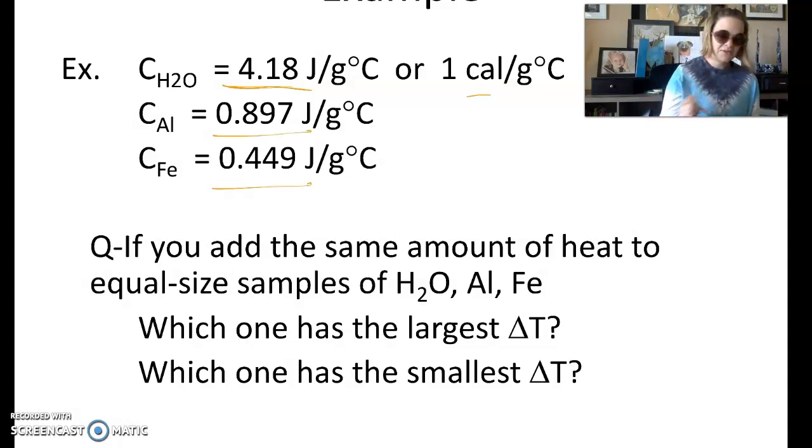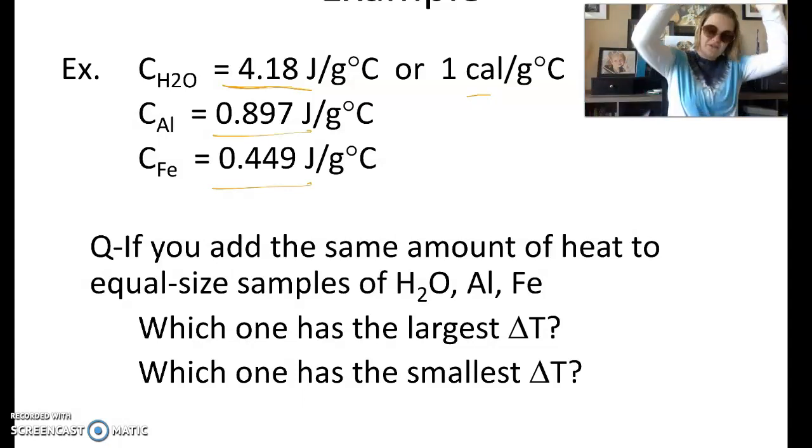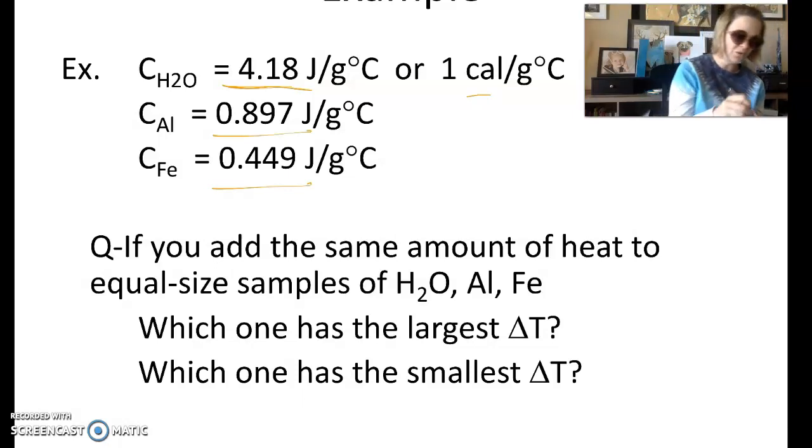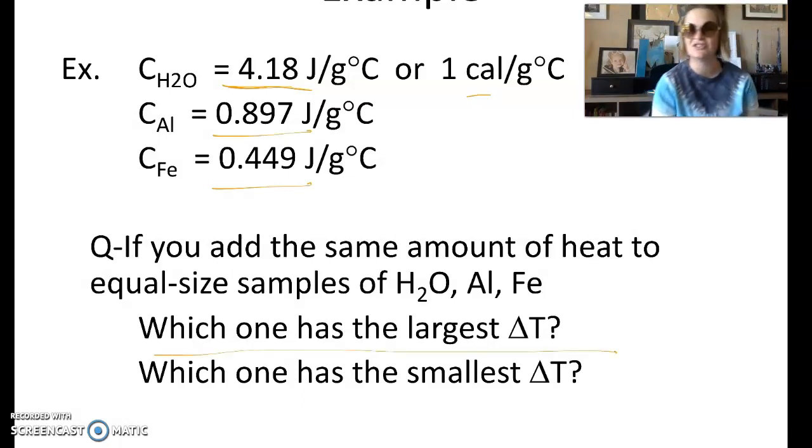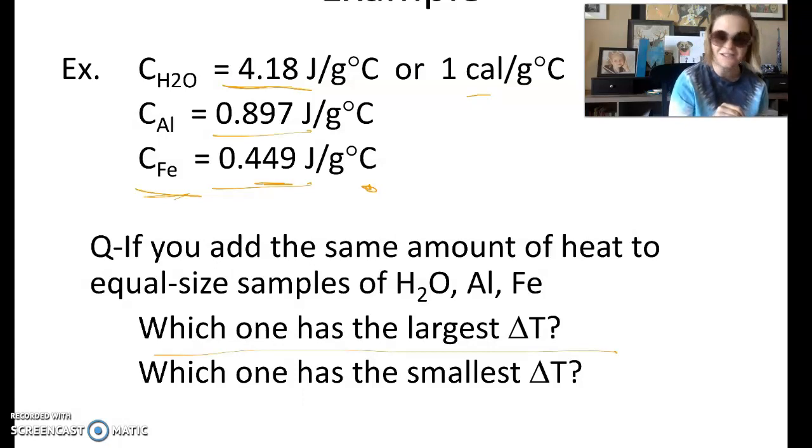So let's say we had 1 gram of water, 1 gram of aluminum, and 1 gram of iron. And let's say I added 10 joules of energy to each one of those. Which one of those will have the largest change in temp? You have to think to yourself, which one takes the least amount of energy to change its temp? Well, that's iron on this list. So if I added 10 joules of energy to iron, it's going to have a greater change in temp than water will, because it takes way less energy to change its temp than water.